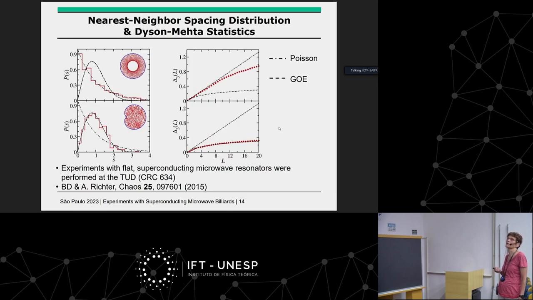Here's one example. They used a cavity which had the shape of a circle, and here one which had the shape of half a Limaçon billiard. The Limaçon billiard is also an example of a chaotic billiard. Here I show the nearest neighbor spacing distribution and Delta 3 statistics. For the integrable one, you find agreement with Poisson, and for the chaotic one, you find agreement with GOE. These measurements were done in Darmstadt, and this is a review article where we write about several experiments at superconducting conditions.